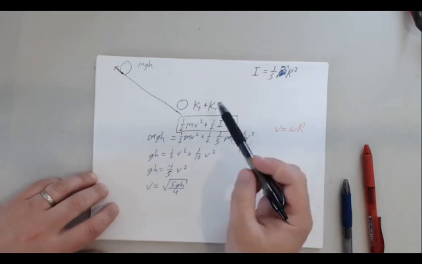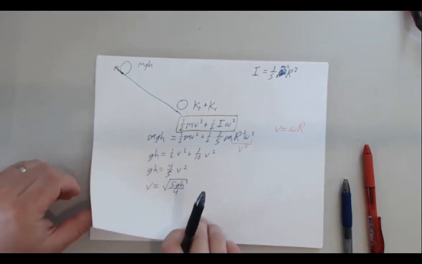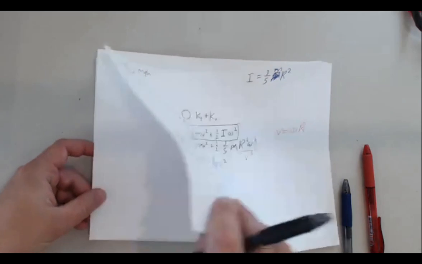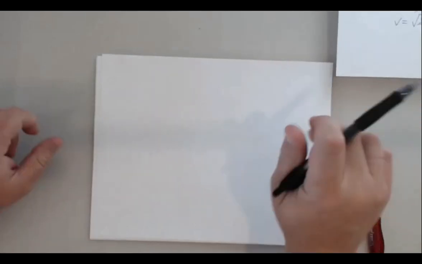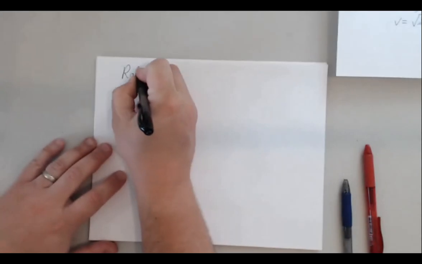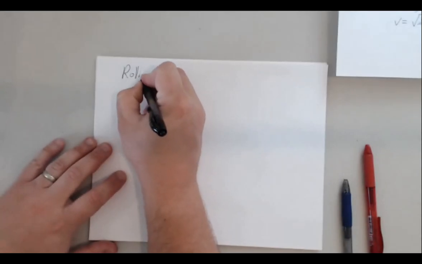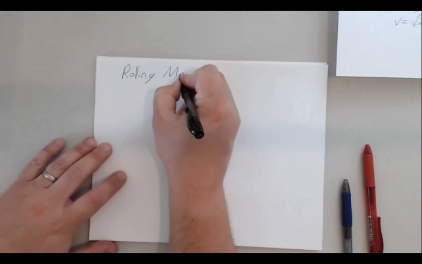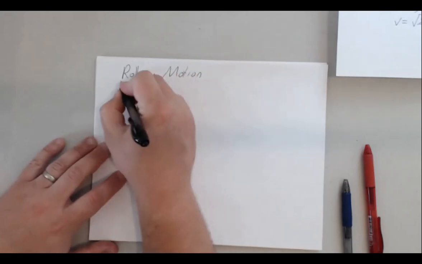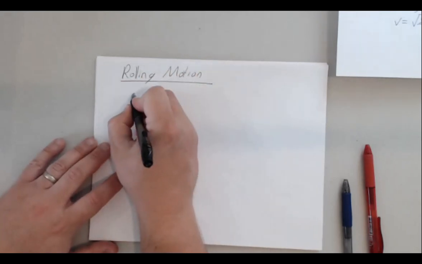But here's the trick. So here's my point. Rolling motion is a special case. These are the things we know about rolling motion. Okay?